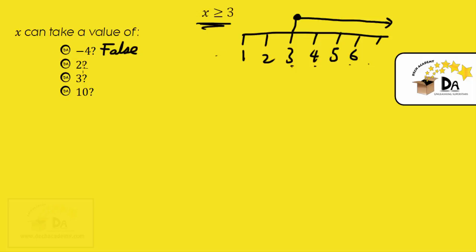X can take a value of 2. False, because 2 is less than 3. 2 is not greater than or equal to 3. So, x cannot take a value of 2.